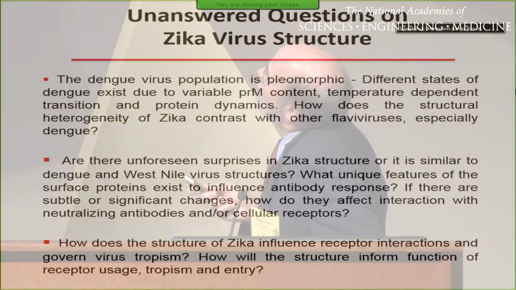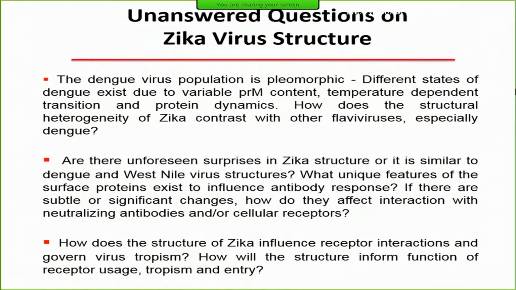Next slide, please. There are three points here. So here are unanswered questions on Zika virus structure. I just told you that the dengue virus population is pleomorphic. Different states of dengue exist due to variable prM content. Temperature also plays a role, so what you might see in a mosquito is going to be different than what you might see in a feverish human. That influences the protein dynamics of the particle. So how does the structural heterogeneity of Zika contrast with dengue and the other flaviviruses? That's point one. Point two, are we going to see unforeseen surprises in the Zika structure, or is it going to be very similar to dengue and West Nile?